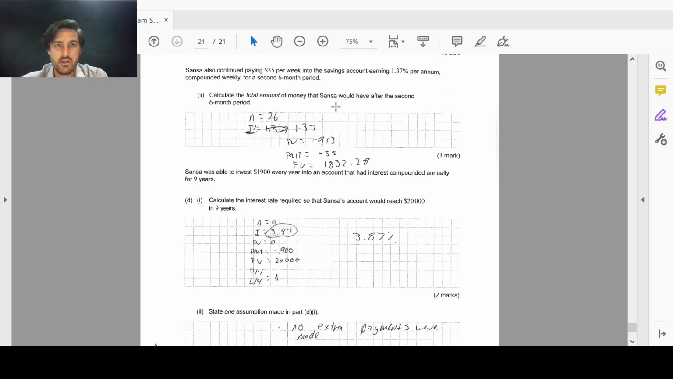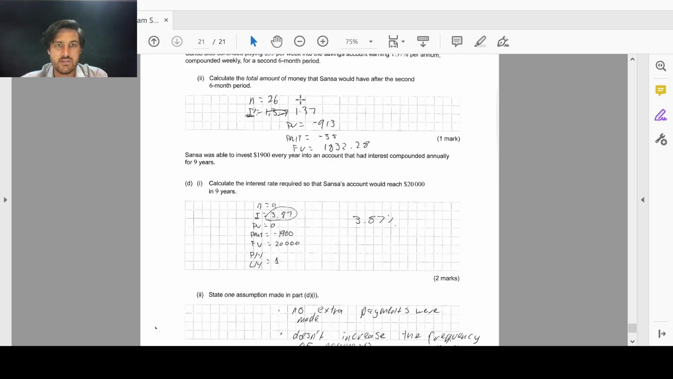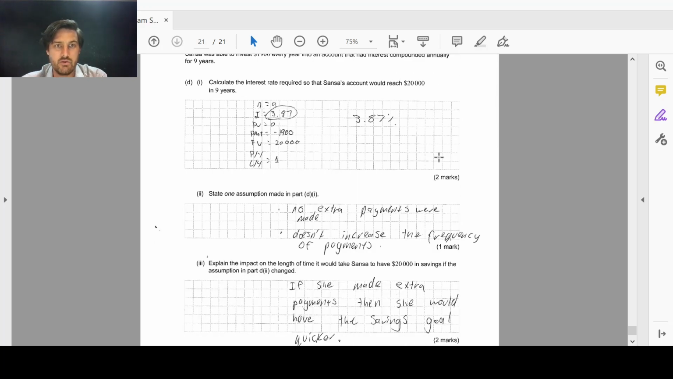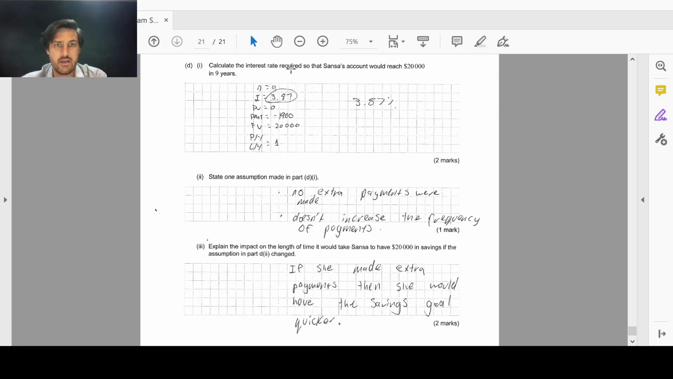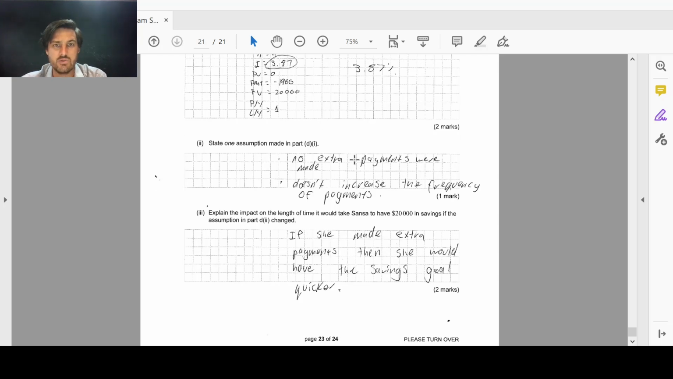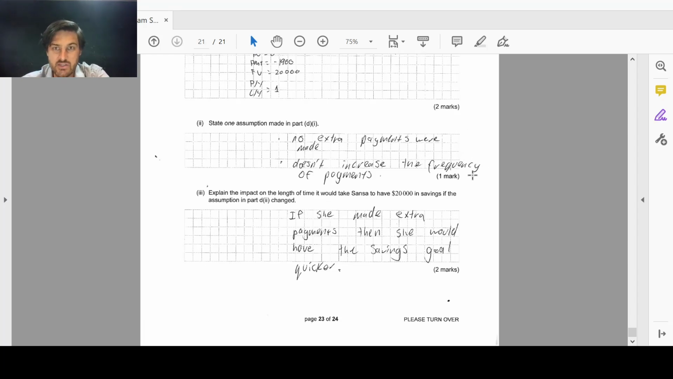All right, this one here, calculate the total amount of money she would have after that second 6-month period. That's just asking you to, she's had 913, she continues doing that. She ends up with 1,832.28. So just a bit of a recalculation there. Calculate the interest rate so that she would reach 20,000 in 9 years. Pretty simple there. State one assumption: that she hasn't made any extra payments. That's an old faithful, and she doesn't increase or decrease the frequency of payments.